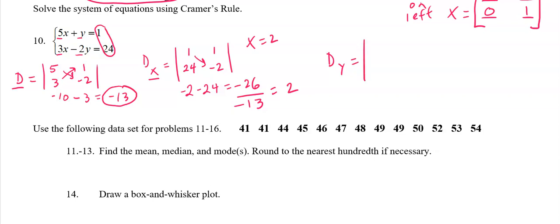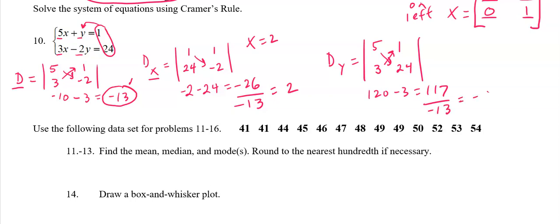All right, now we're going to do the determinant called d sub y. We're going to put the x's in place, but this time we're going to let 1 and 24 replace the y's. And do that determinant. So 5 times 24 is 120, minus 3, that's 117. But again, always divide by this first determinant, the determinant of the coefficients. And when you do that, you get negative 9. So final answer as an ordered pair, x is 2, y is negative 9.